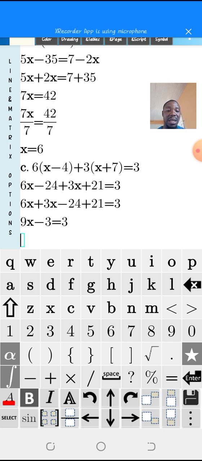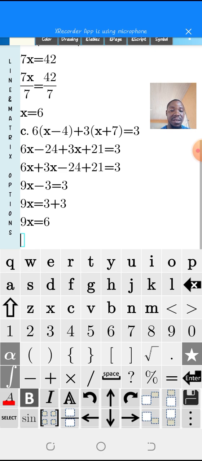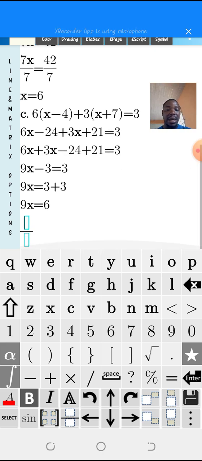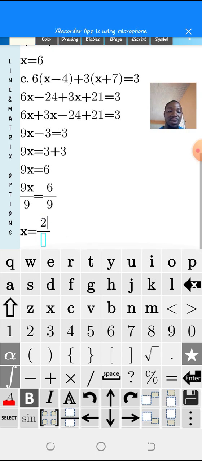So from here, you collect like terms now. We have 9x equals 3, and then the minus 3 will cross over, so you have plus 3. And then 9x is going to equal 6, because 3 plus 3 is 6. Then you divide through by the coefficient of x, which is 9. So you have 9x divided by 9 equal to 6 divided by 9. So 9 cancels out 9, and you have x equals 6 over 9, which is the same thing as 2 over 3 when you reduce to its simplest term.